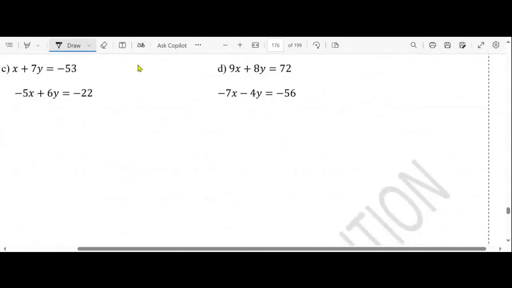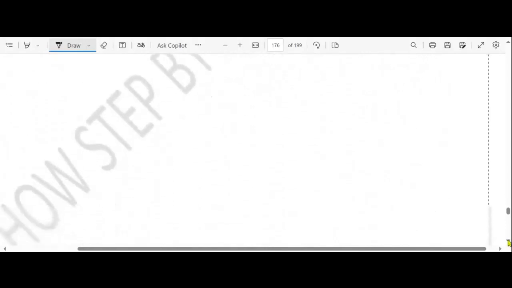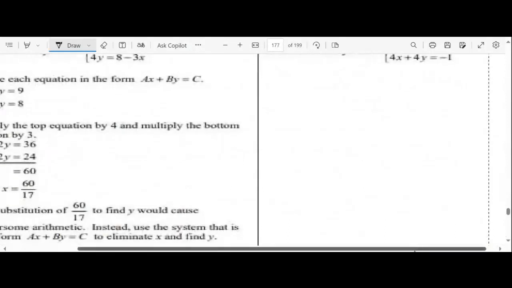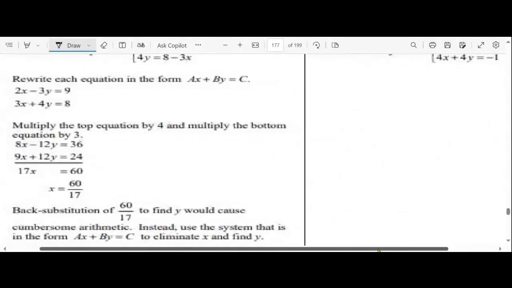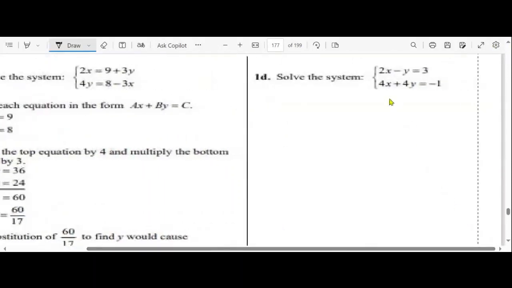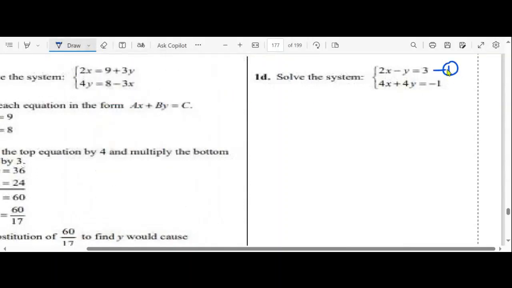This is classwork. You have to do this in the class. All this you have to do in class. Okay. Now let's go for this one. What can you do? I need to get rid of what? We have equation 1 and equation 2. If I add, can I cancel one of the variables?